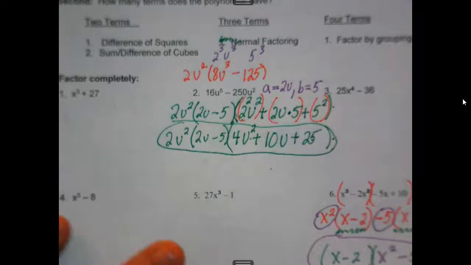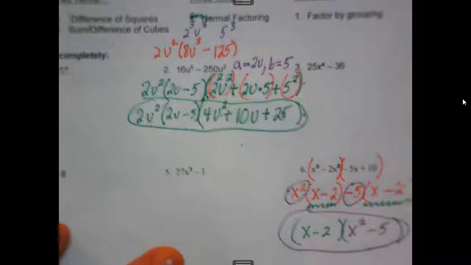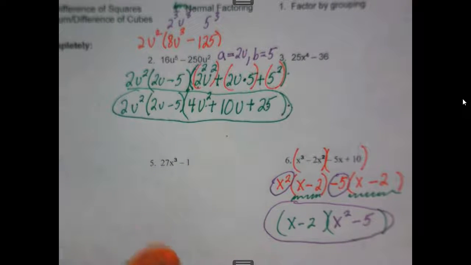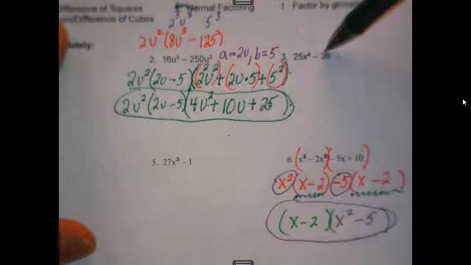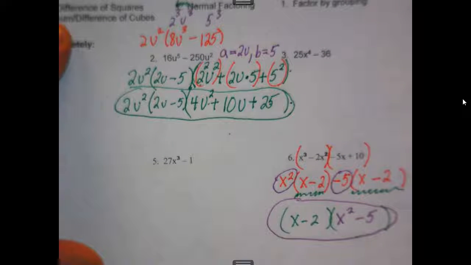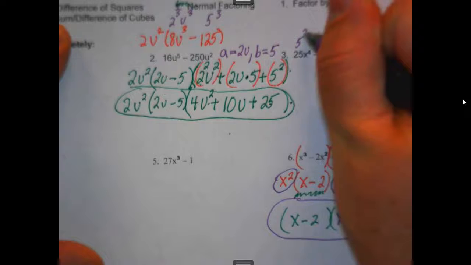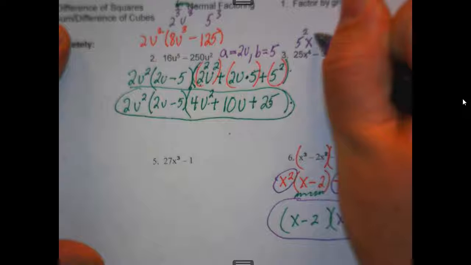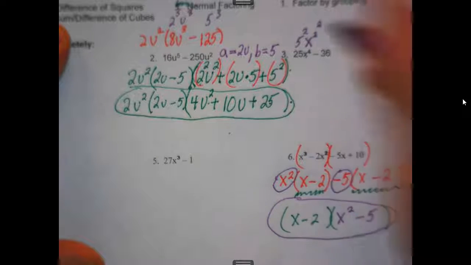Let's do the next one. Let's do number 3. Is there anything I can take out of this? No. What kind of problem do I have? We have 2 terms. We have a difference of squares, don't we? 25 is 5 squared. X to the 4th is what? X squared squared, right?